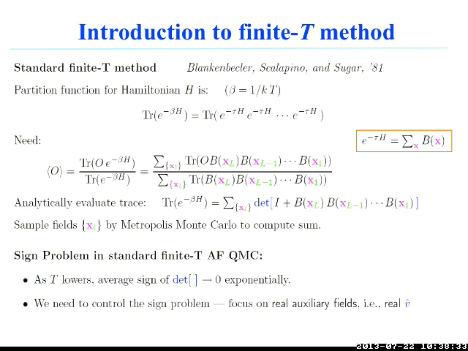As T lowers, the average sign of this determinant goes to 0 exponentially. We've commented on this before, and we need to control the sign problem. Sorry, that's the Hubbard-Stratonovich form. So the sign, what does that mean? You could write the trace, this is the denominator, as a sum over these fields, and I think Filippi wrote out the same formula, and then the sign of this determinant. And then this is the absolute value and sign and observable. This observable is easily computed for any path.